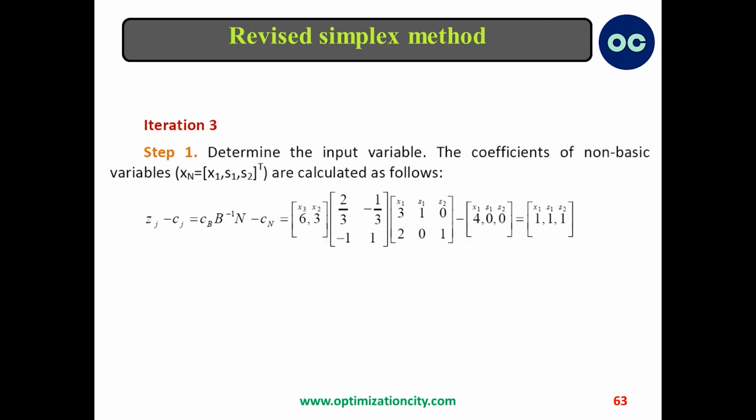Okay. In iteration 3, we perform the following steps. Determine the input variable. We calculate the coefficients of the non-basic variables in the objective function, which are x1, s1, and s2. Because all the coefficients are non-negative, they are 0 or positive, we reach the optimal solution. This is the end of the revised simplex method.